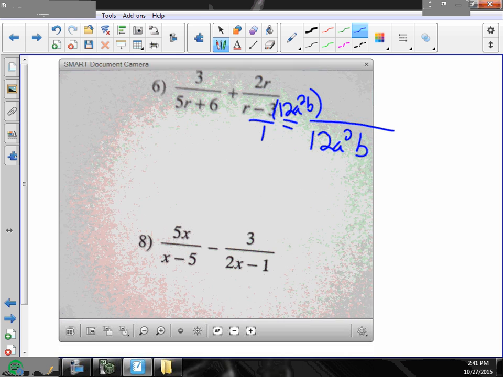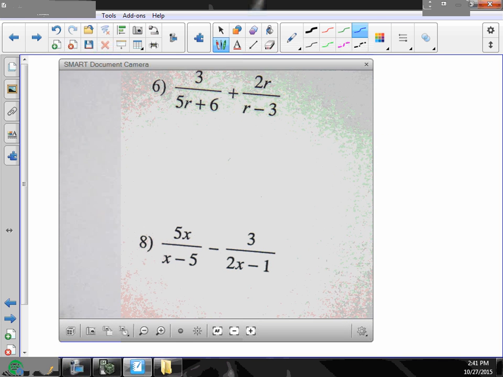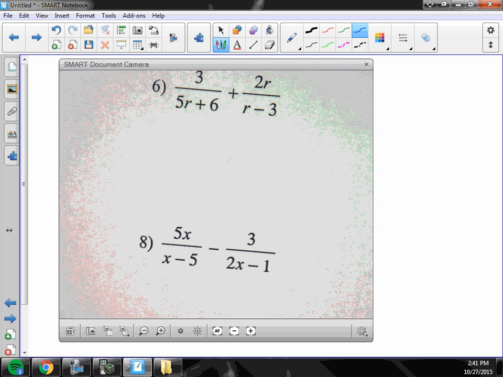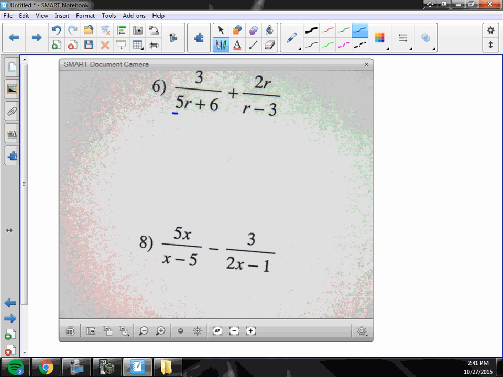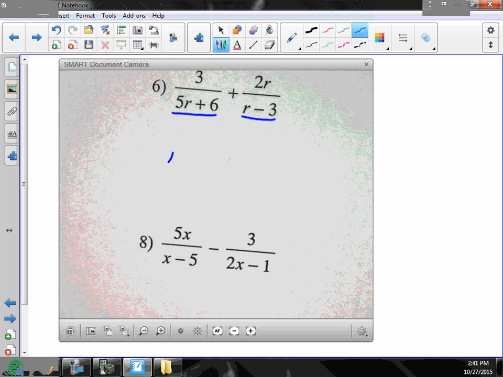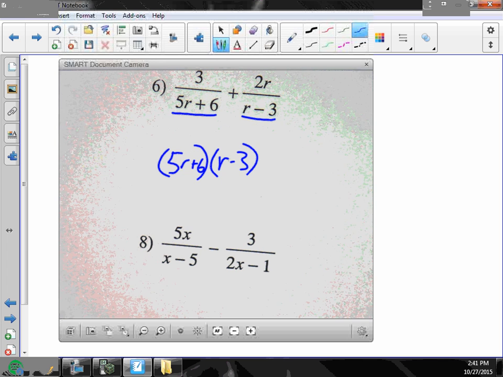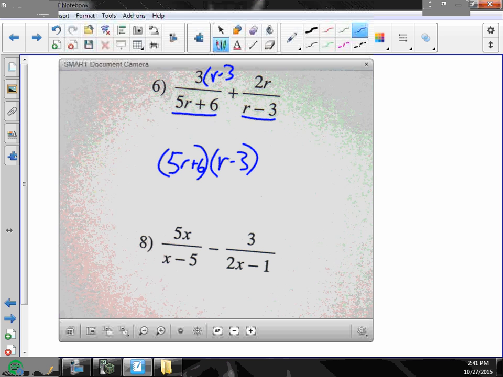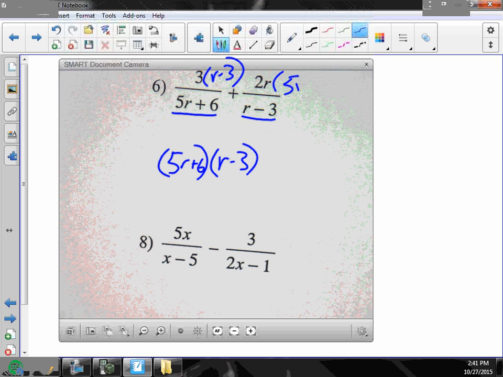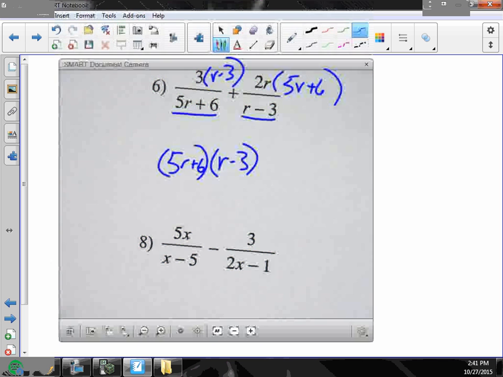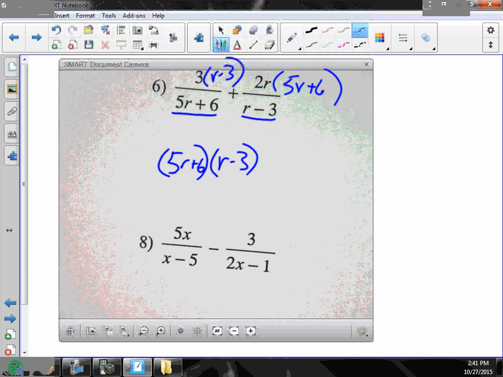Okay, look at number 6. What's the common denominator going to be? Well, do either of the denominators factor? No. So it needs one of these and one of those. So 5r plus 6 and r minus 3. So the left side needs an r minus 3, and the right side needs a 5r plus 6. Okay? You got the hang of that?